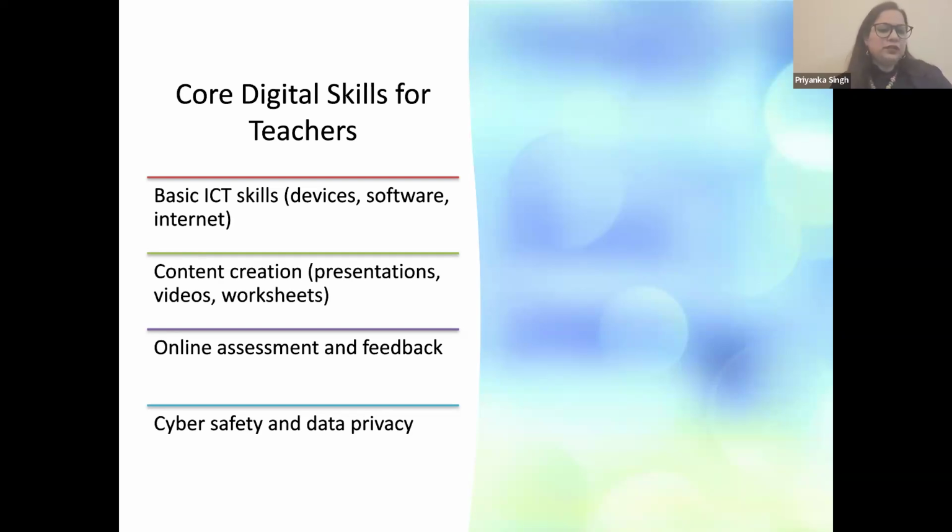We have so many tools nowadays available free of cost: Canva, Adobe Express, Paint, so many things. You can ask your students to design posters, presentations, brochures, and comic strips. I am using all these ideas in my classroom and also with my co-teachers. I give them these ideas so that they can enhance their classroom work. Content creation, as I said: presentations, videos, worksheets. You can work on this with your students as well as for yourself.